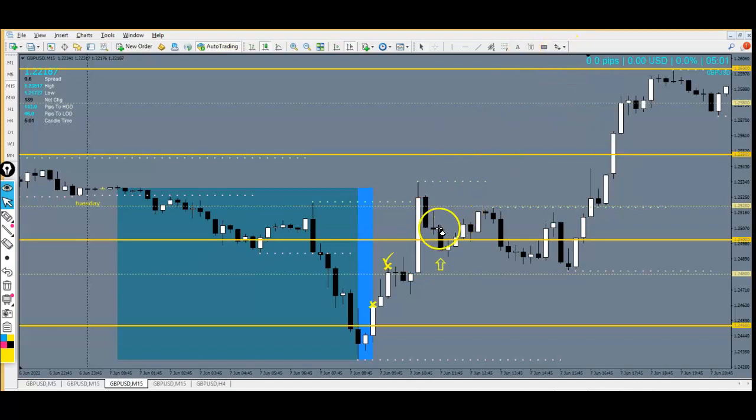So we would have been stopped out on this first entry here with 10 pips, around there. So the second entry will have been down here. We'll have entered here and gotten maybe 10, 15, 20 pips. If we entered on this next candle, we'd have gotten like 23 pips.